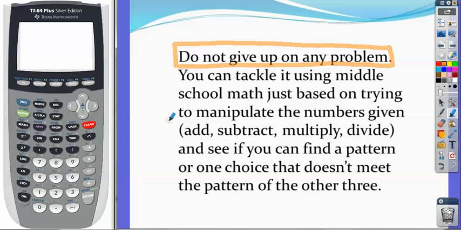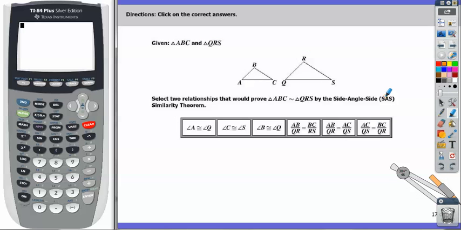Or one choice that doesn't meet the pattern of the other three. So math is all about patterns. Something's going to happen and we're going to be able to see what's going on. So let's look at some problems. So looking at this problem, and I don't know anything about geometry, let's say. Select two. So I'm picking two things and that's it. Now that's a pretty big thing to come down to because I'm pretty sure I could probably select all six. The SOL is not going to stop me. So I can only select two of these things.